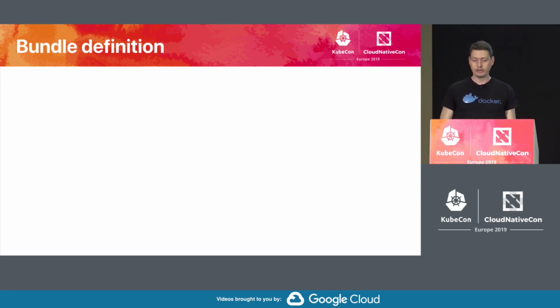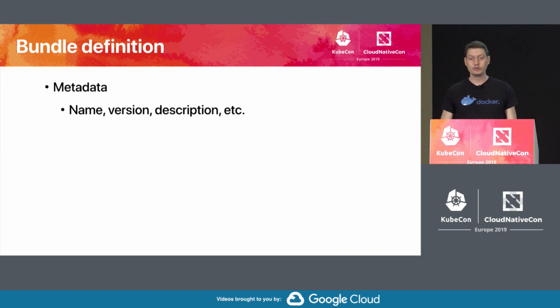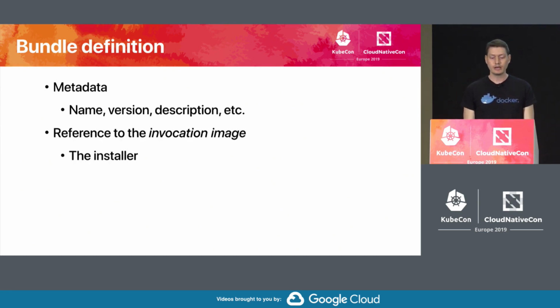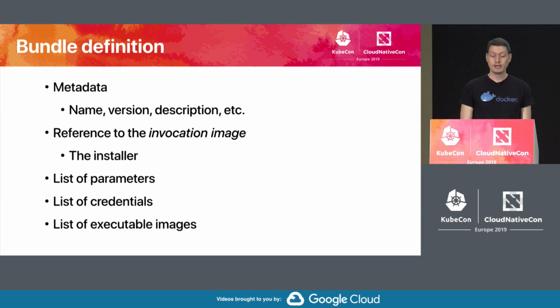So we'll start with the bundle definition. This includes the common parts of the application that we saw before. So we have the metadata, so things like name, version, description. We have a reference to the invocation image, which I'll get to just now, but that's essentially the installer. We have a list of parameters, a list of credentials, and a list of executable images.